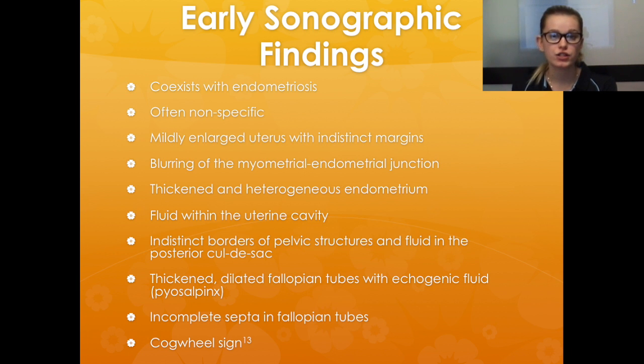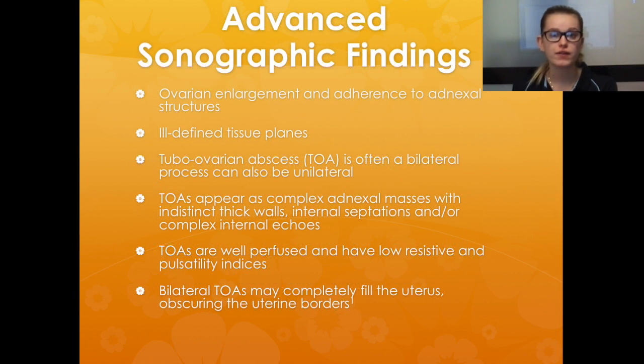The inflammatory nature of PID causes the fallopian tubes to thicken and dilate with echogenic fluid, and findings of incomplete septa, infolding, projections into the lumen, and hyperemia of the walls are not uncommon. Advanced findings of PID include ovarian enlargement and adherence to adnexal structures, contributing to ill-defined tissue planes. The development of tubo-ovarian abscess is often a bilateral process, however it may also be unilateral.